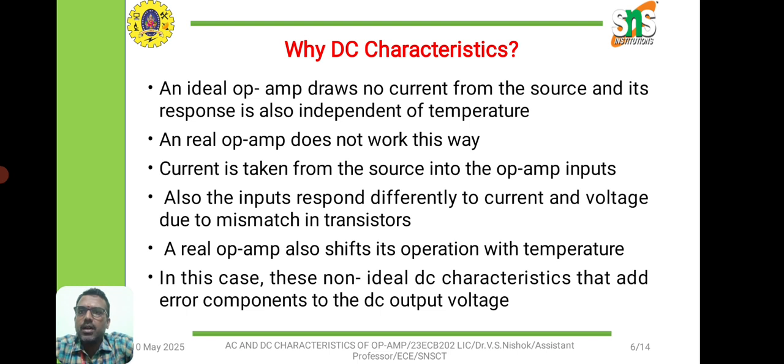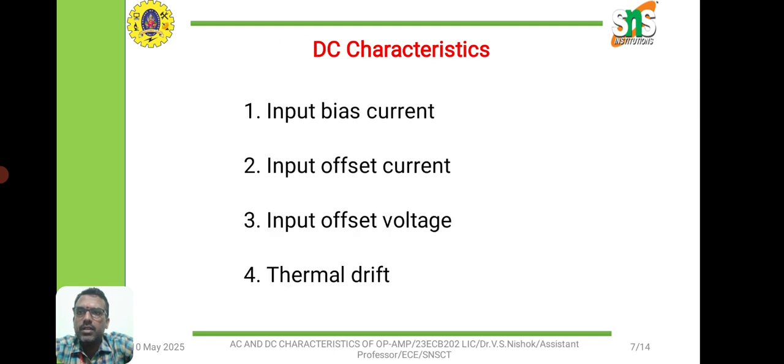The performance of the operational amplifier can be measured based on the AC input signal and DC signal given to the input path of the operational amplifier. So first part is DC characteristics. When there is no input signal given to the operational amplifier, some of the signal from the DC power supply flows to the input path of the operational amplifier, which deviates the output of the operational amplifier practically. So this is what happens in the operational amplifier.